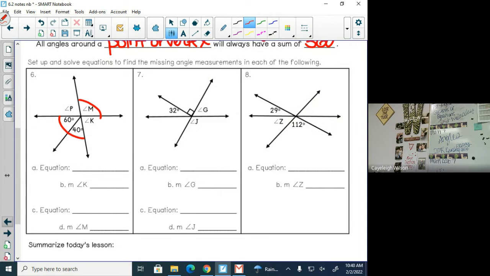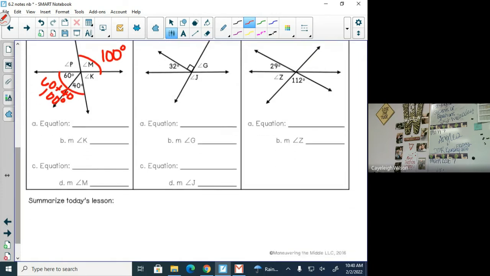So, what is the angle measure of this one? 100, because 60 plus 40 is 100. So the measure of that angle is 100. So what is the measure of angle M? 100. Because they are across from each other, they are vertical. So down here I can put 100.